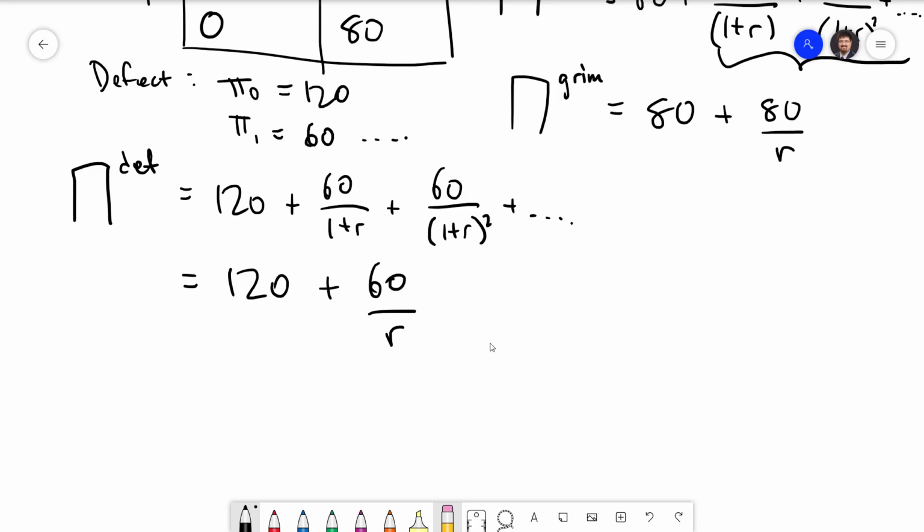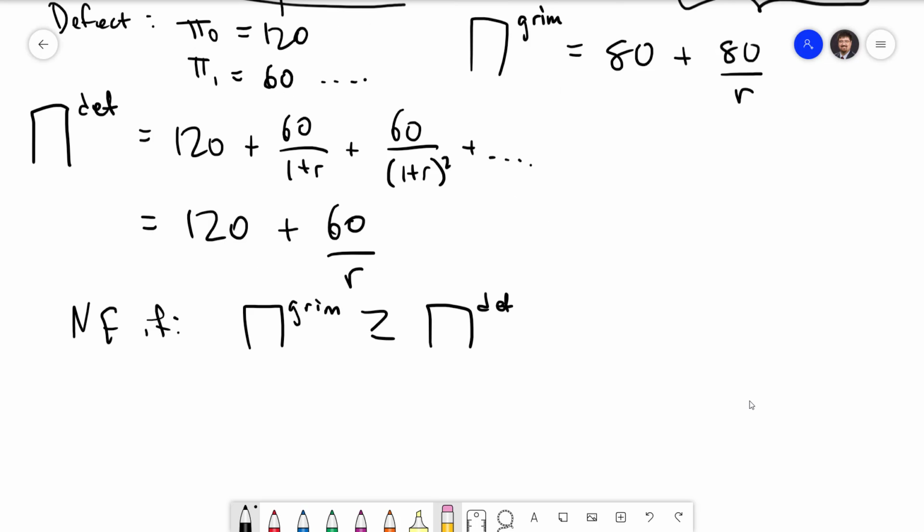Both players using Grim Trigger is a Nash equilibrium if the present value of the whole game for playing Grim Trigger is greater than or equal to the present value of the entire game when we defect. If we compare these two, we can see that Grim Trigger gives us a nice constant profit of 80 forever, whereas defection gives us an initial big burst of profit, but then a lower amount of profit into the future. So looking at these, we're not sure which one is better. Let's plug them in to find out.